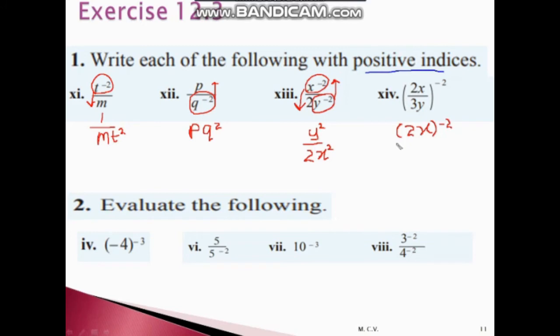Now we want to convert into positive index form. So move those powers. Then 3y to the power minus 2 becomes 3y to the power plus 2. 2x to the power minus 2 becomes 2x to the power plus 2. Here, when you are moving, you move 2 also. What is the reason? That is that part within the brackets. So when you are moving, you have to move the number also.